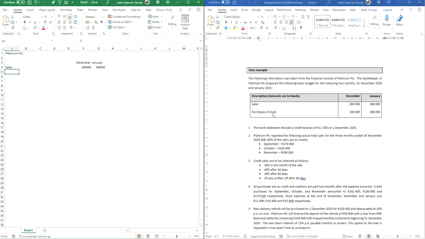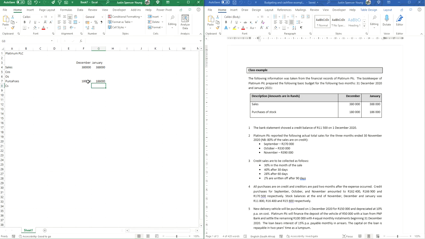Then they say there are some purchases of stock. Intuitively, when I see that, I know that to calculate a cost of sales, I'm probably going to need to do a little calculation that goes like this: opening stock plus purchases minus closing stock. Let's leave the minus out because Excel doesn't like me doing that. They've given us some purchases for December and January, so I'm just going to plug this in here, 180,000 and 186,000. Again, just plugging some numbers in.